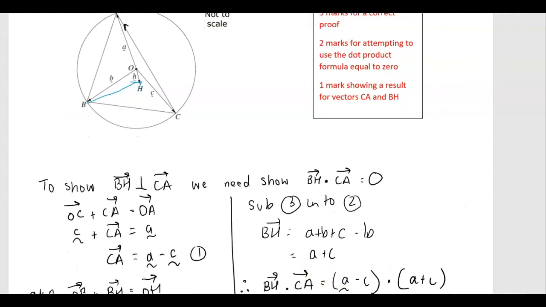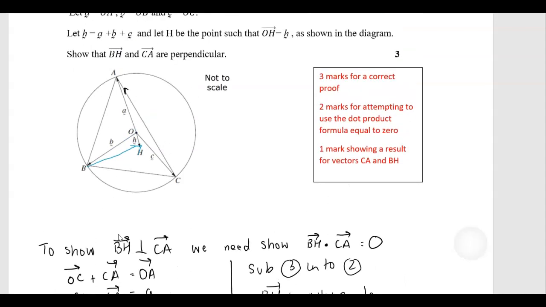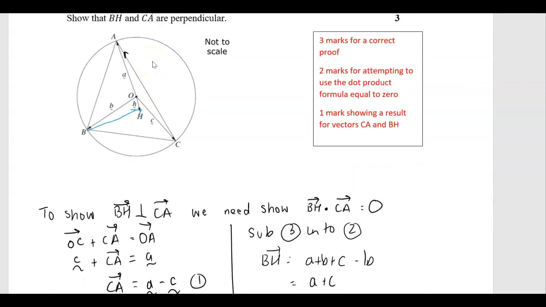So I'm starting on the left-hand side here. With these questions, don't jump in and say, I can't do it, it's too hard. Let's look at what we know. We know that OC plus CA is equal to OA. OC is C. CA we don't have another name for yet, but that's what we want to deal with at the top, so we keep that as CA. And that equals OA, and OA is A. Rearranging, CA is A minus C.